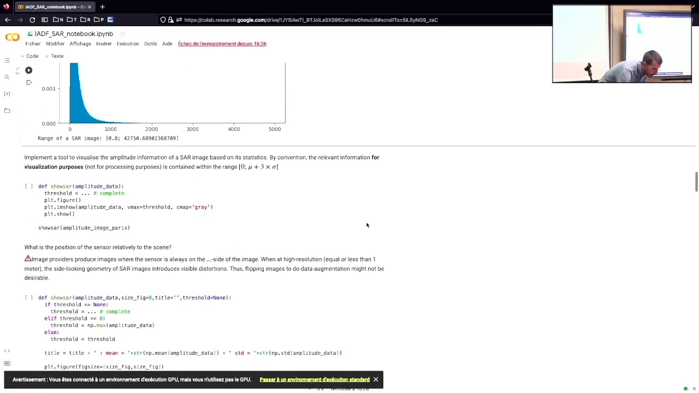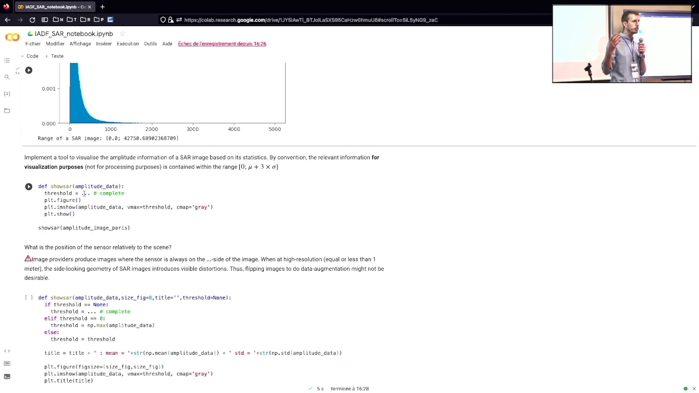So let us implement this function. The convention that is used to visualize our image is to apply a threshold, and the threshold is based on the statistics of the SAR image that you want to visualize. So you often visualize the data that are ranging between 0 and the mean plus 3 times the standard deviation of the amplitude of the SAR image. So we're going to do that. It's going to be really simple.